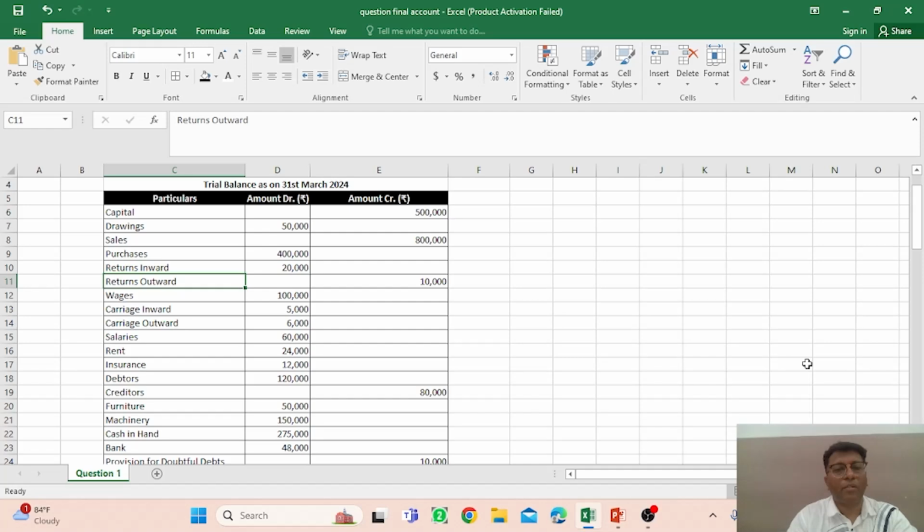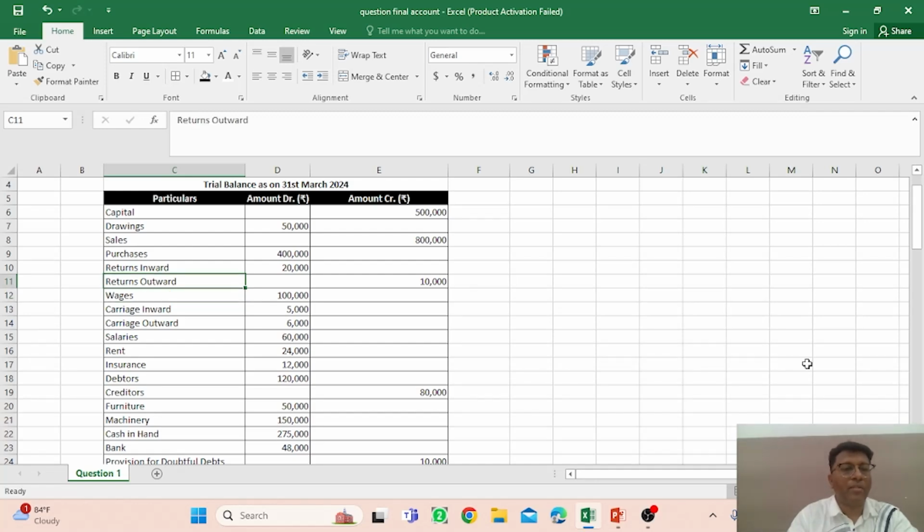And return outward means you are returning the goods to your supplier. It means the goods you purchased, and now, due to defective goods or any other reason, you are returning the goods outside to your supplier. So this is the return related to the purchase. So this is purchase return rupees 10,000, and it would be subtracted from your purchases in the trading account.